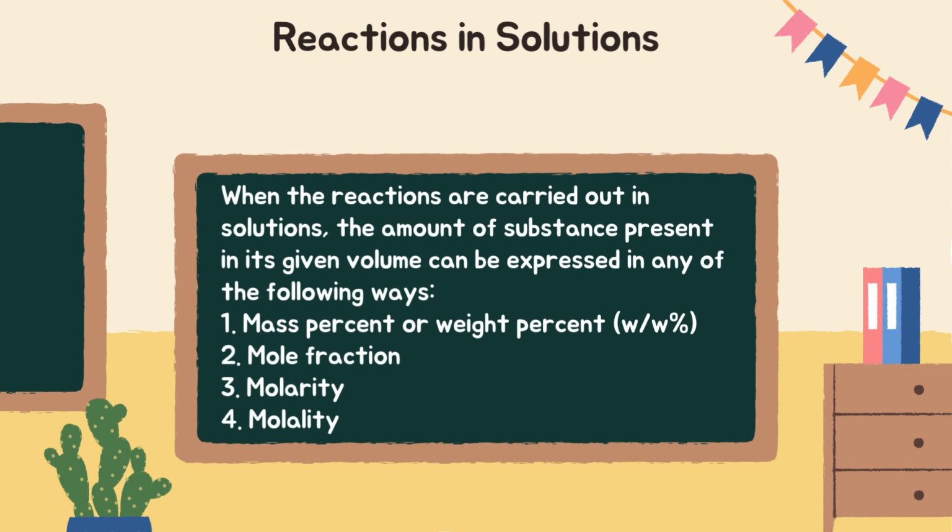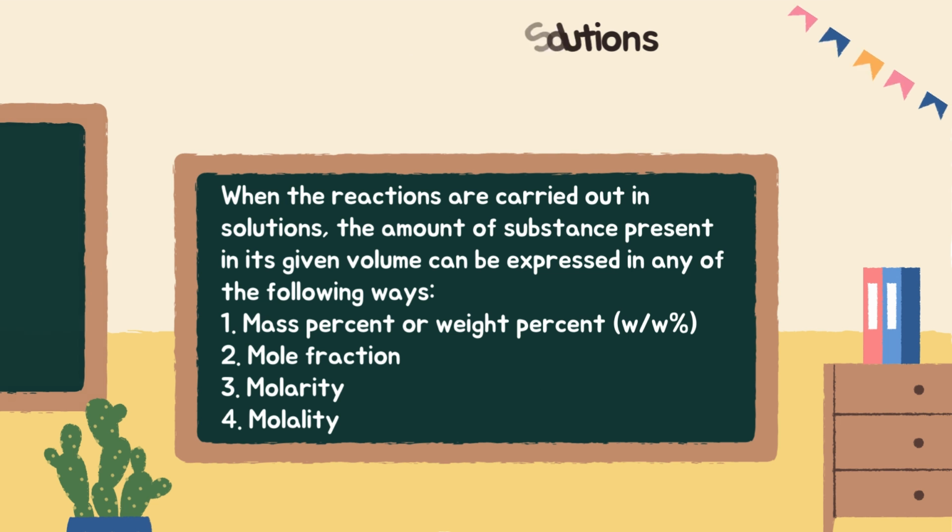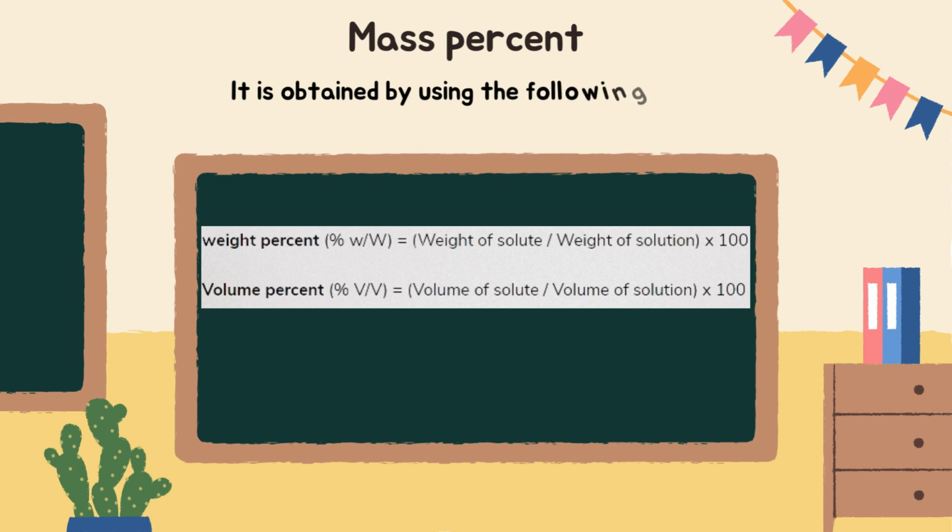Reactions in solutions. When the reactions are carried out in solutions, the amount of substance present in its given volume can be expressed in any of the following ways. 1. Mass percent or weight percent, w/w percent. 2. Mole fraction. 3. Molarity. 4. Molality. What is mass percent? It is obtained by using the following relation.